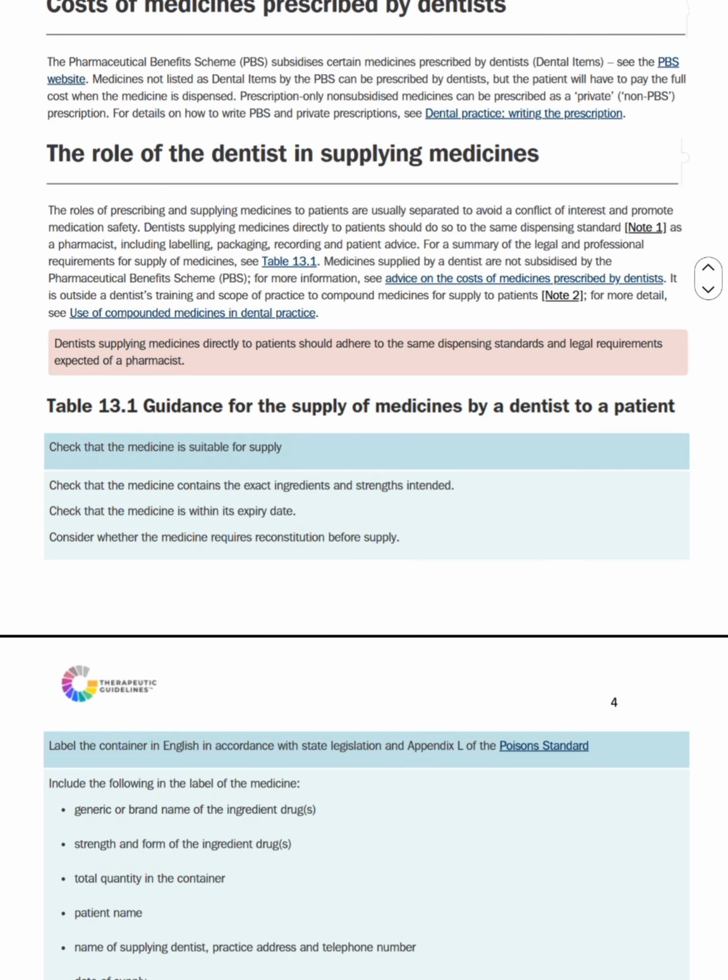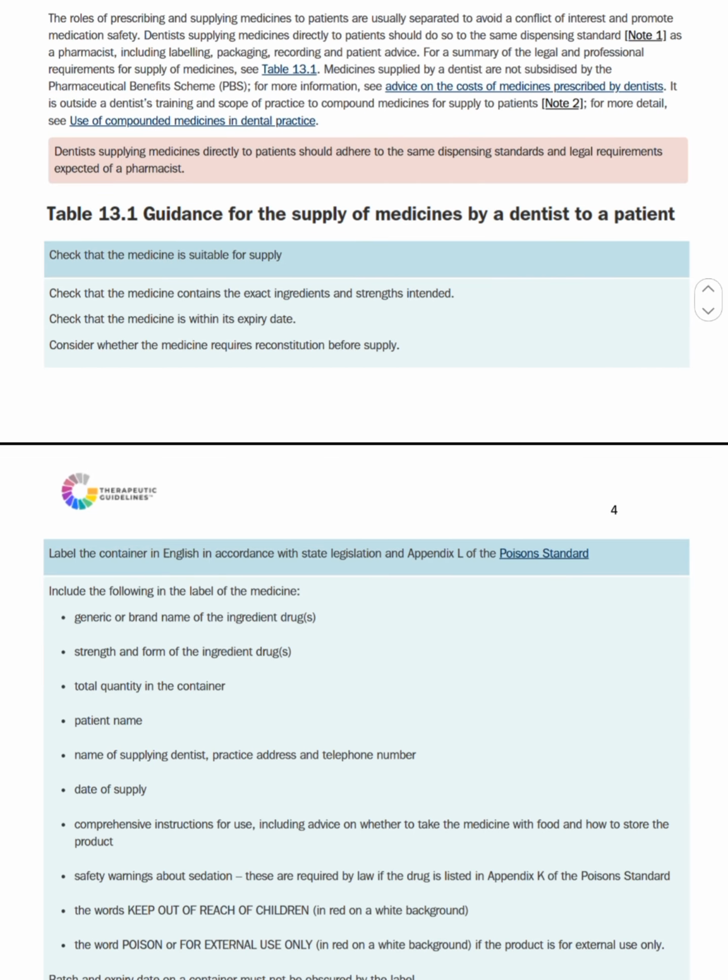Now, label the container in English in accordance with state legislation and the appendix of the Poisons Standard, and include the following on the label of the medicine: generic or brand name of the ingredient or drug, strength and form of the ingredient, total quantity in the container, patient's name, name of supplying dentist, practice address and telephone number, date of supply, comprehensive instructions for use, including advice on whether to take the medication with food or how to store the product. Maybe we have to store it in the refrigerator or at room temperature.